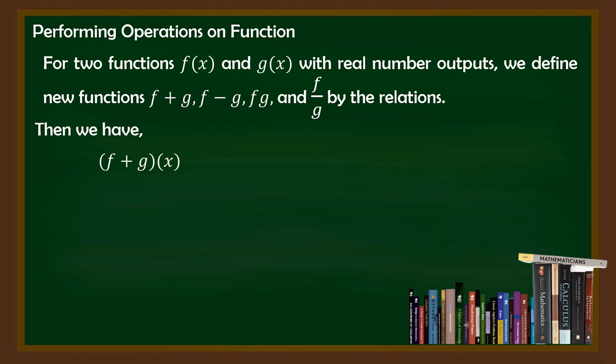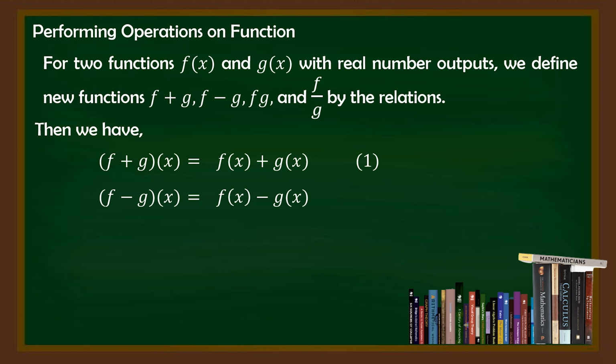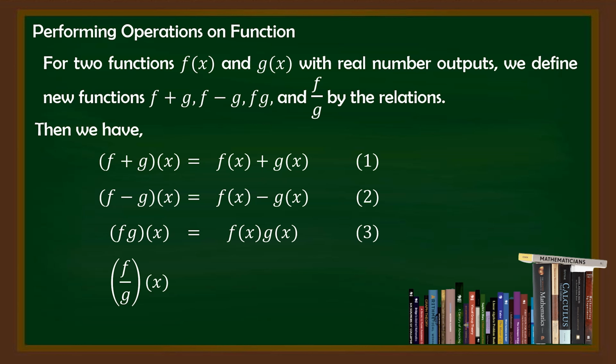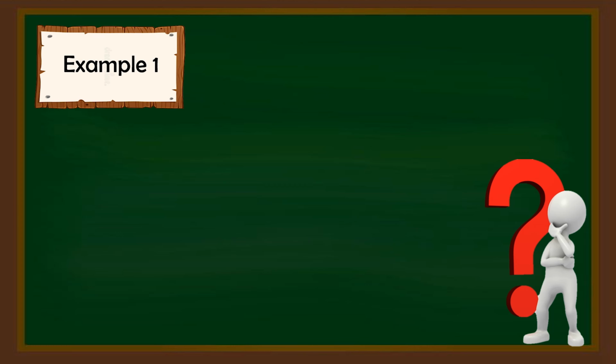First, f plus g of x, which is the same as writing f of x plus g of x. Second, f minus g of x is equal to f of x minus g of x. Third, f times g of x is equal to f of x times g of x. Lastly, we have f over g of x, which is the same as writing f of x over g of x. Let's take a look with our example number 1.